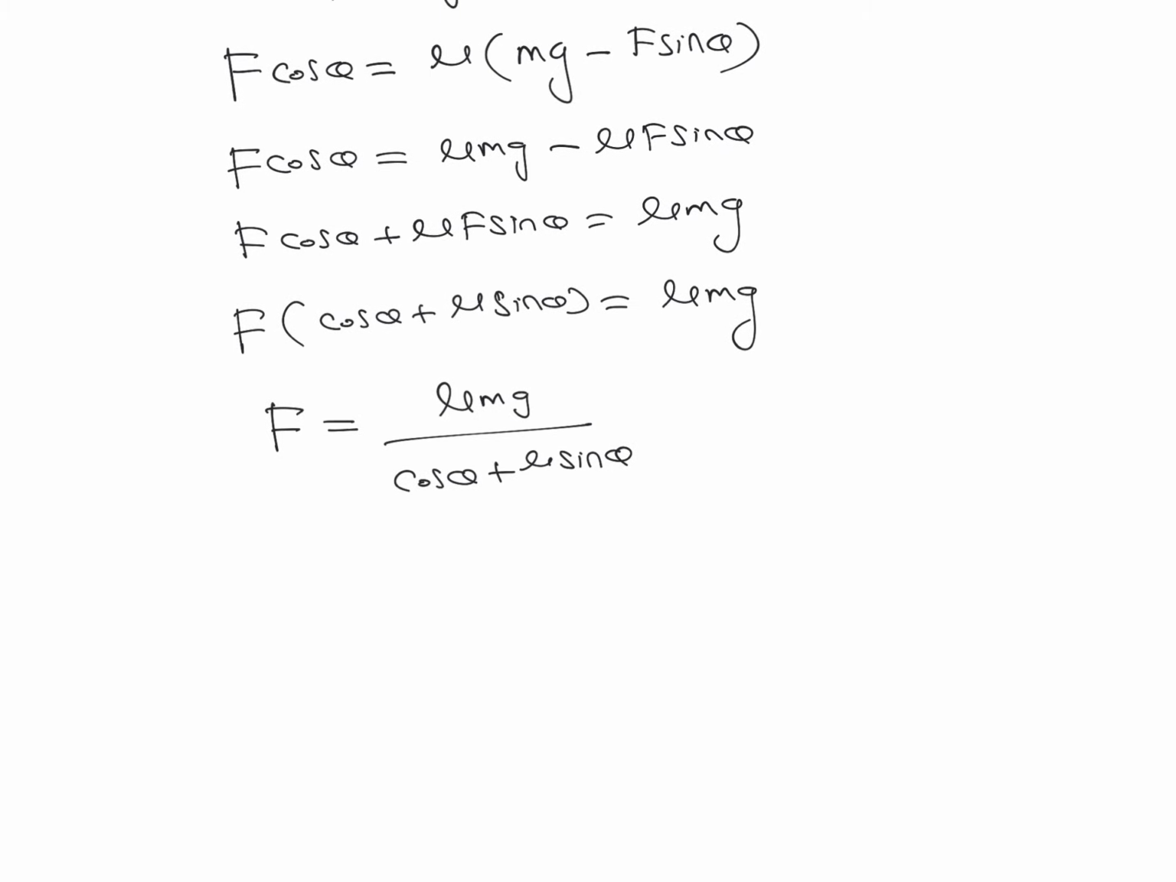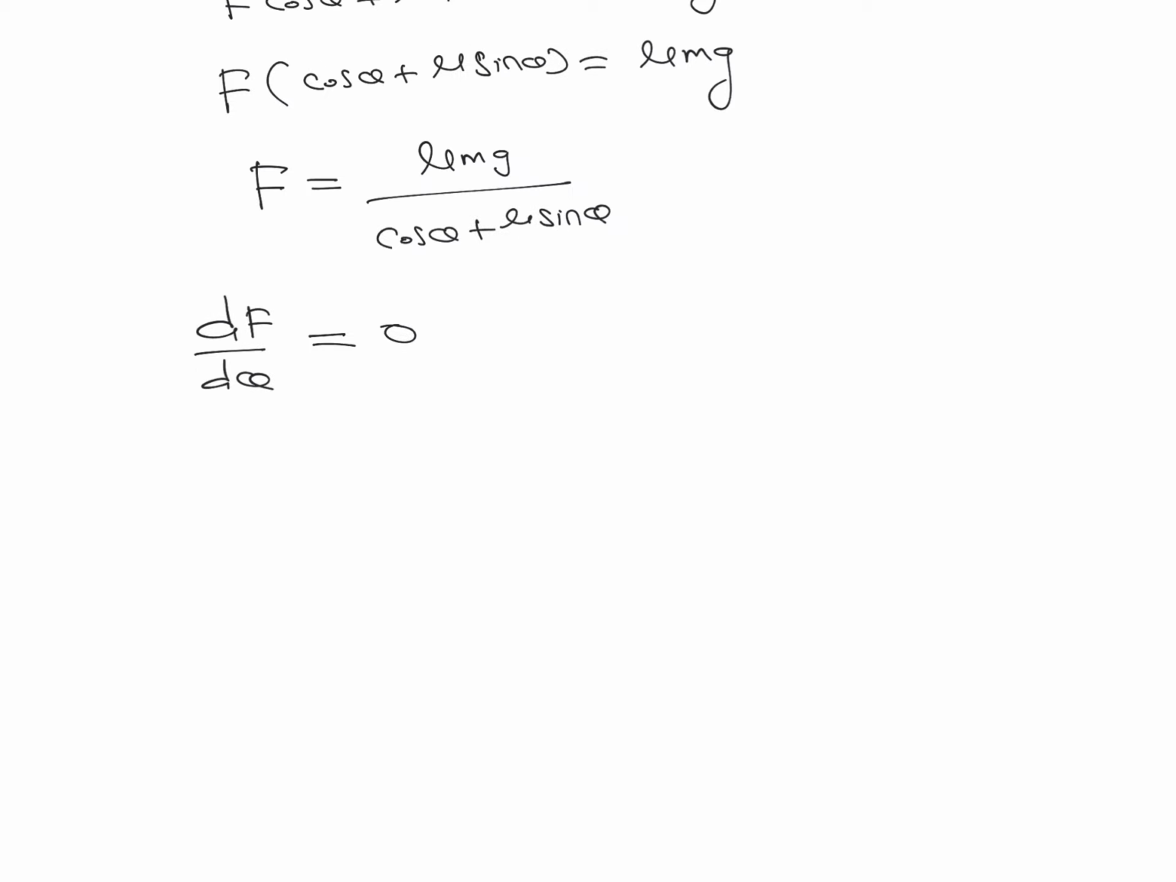Now our aim is to find out for what value of theta this f will be minimum. So we can use the concept of maxima and minima. We can find the value of df divided by d theta, and we can equate that to 0. Then we'll be able to calculate for what value of theta this f is going to be minimum. As it is one function divided by another function, we can go for the quotient rule.